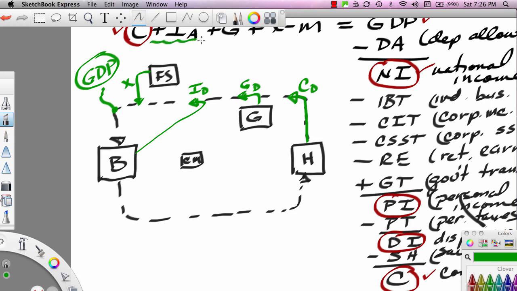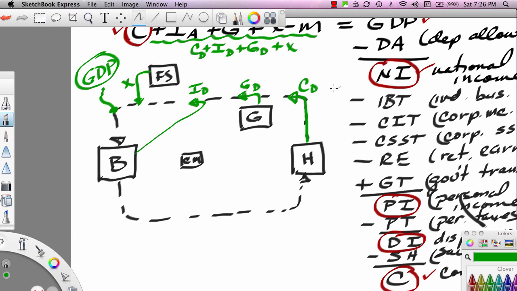Remember what we did up here. By subtracting M, what we're actually left with up here is CD plus ID plus GD plus X. Remember that when we subtract M, we pull out the CF, IF, and GF, and I showed that in an earlier video, so I don't have time to keep going through it. So GDP can actually be shown over here.